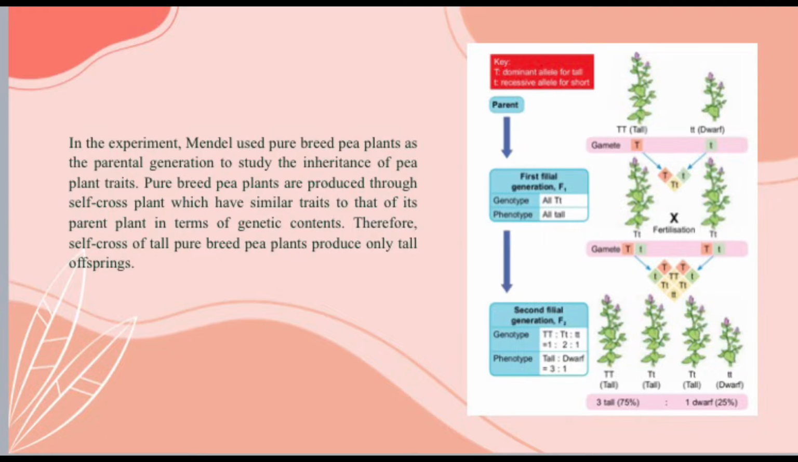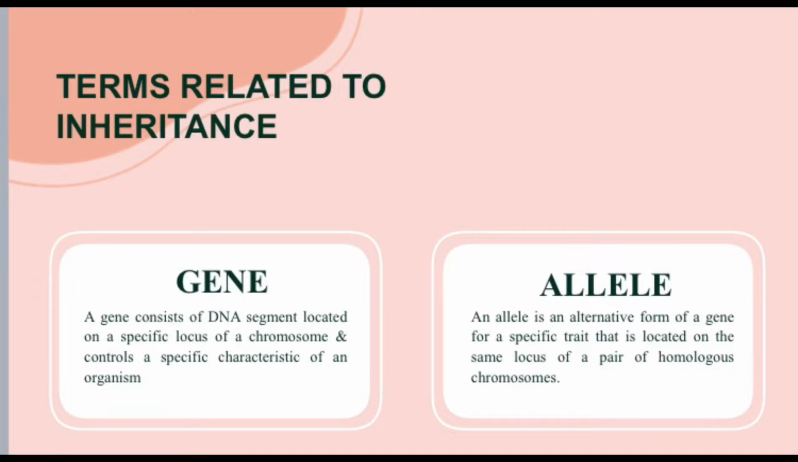So in the dominant principle, he explained that in a pea plant with a pair of contrasting traits, one trait is determined by a dominant inheritance factor, whereas another contrasting trait is determined by a recessive inheritance factor. So the dominant inheritance factor suppresses the effect of the recessive one. So the recessive trait is not visible, although its inheritance factor exists together with the dominant inheritance factor in a pea plant. So here are the terms related to inheritance.